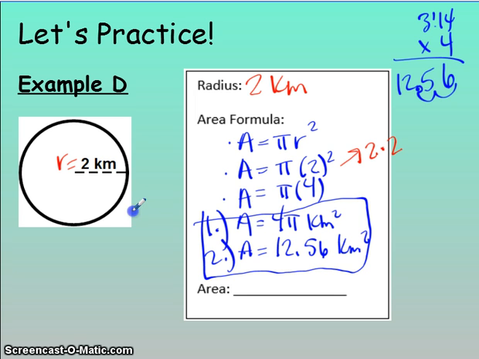So when you're checking your answers, this first answer, when you type it in, you would type in 4pi because it is 4 pi. The second answer, remember, you're just typing in the value. So make sure this is what you get typed in for each one of your answers today.